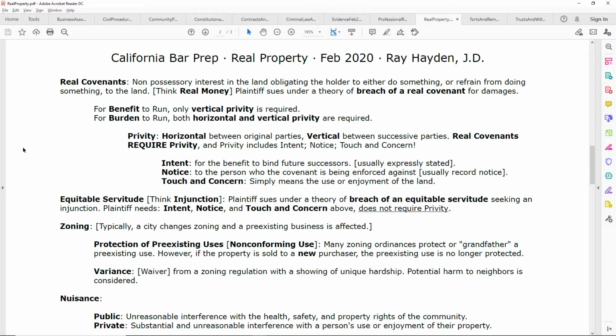Real covenants require privity, and privity includes intent, notice, touch, and concern. Intent, for the benefit to bind future successors, usually expressly stated. Notice, to the person who the covenant is being enforced against, usually record notice. Touch and concern simply means the use or enjoyment of the land. Equitable servitude. Think injunction. Plaintiff sues under a theory of breach of equitable servitude, seeking an injunction. Plaintiff needs intent, notice, and touch and concern above, does not require privity.